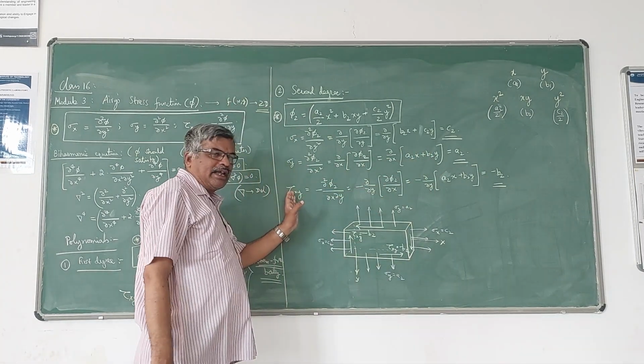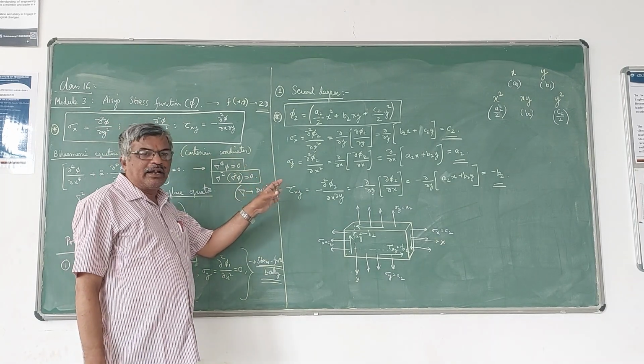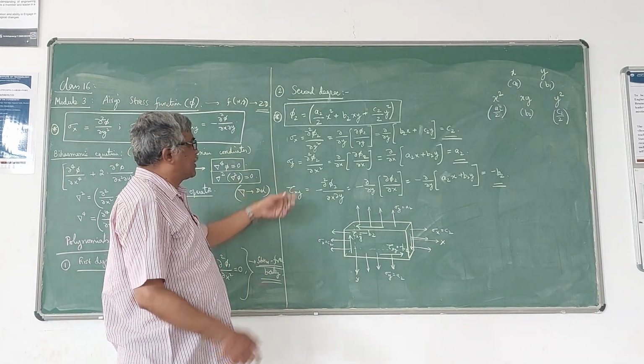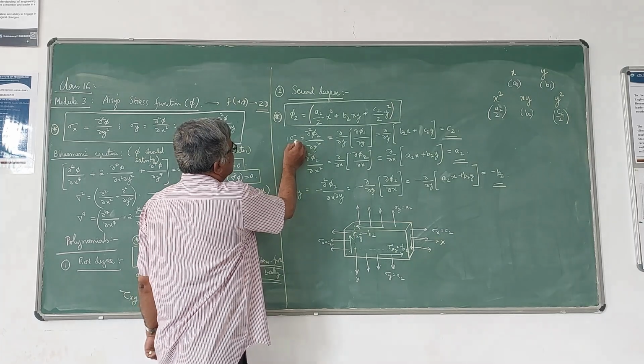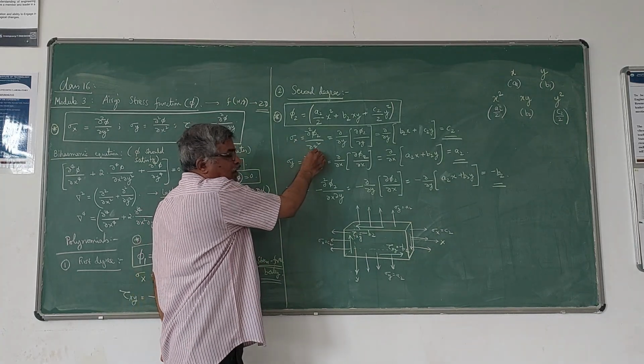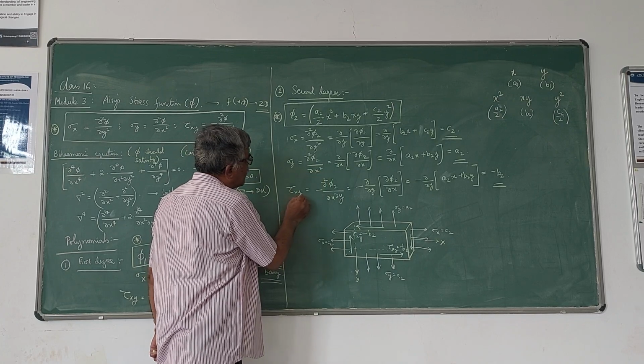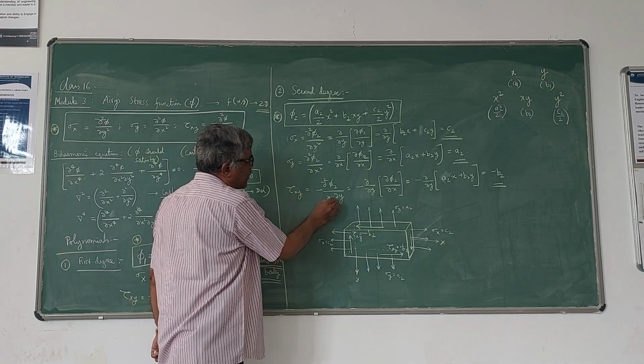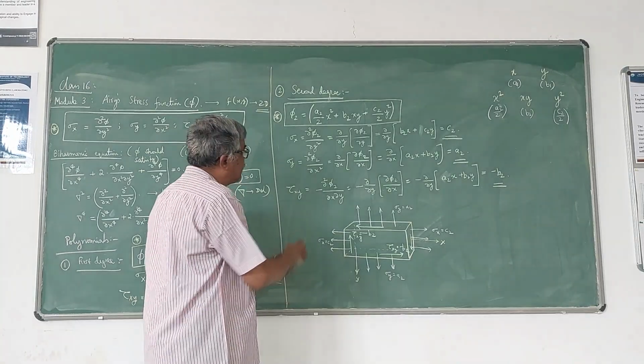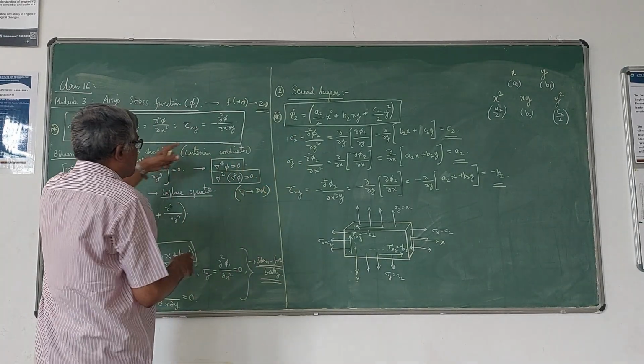Similarly, sigma y is dou square phi 2 by dou x square. So please see the difference here. Sigma x is associated with y square in the denominator. Sigma y is associated with x square in the denominator. Tau xy is associated with dou x, dou y, x and y both in the denominator. So these three are very important relations you have to remember.